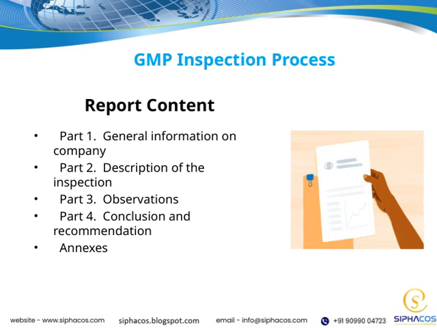Then, Part 4 offers our conclusions and recommendations, summarizing the overall assessment and suggesting next steps or corrective actions. Additionally, the report includes annexes that provide supplementary data and documentation to support our findings. Finally, I want to briefly touch on the GMP inspection process, which is crucial to understanding how these evaluations are carried out systematically and thoroughly, ensuring compliance and quality across all stages. This structure ensures our report is comprehensive, clear, and aligned with our overall goal of maintaining high standards in the industry.